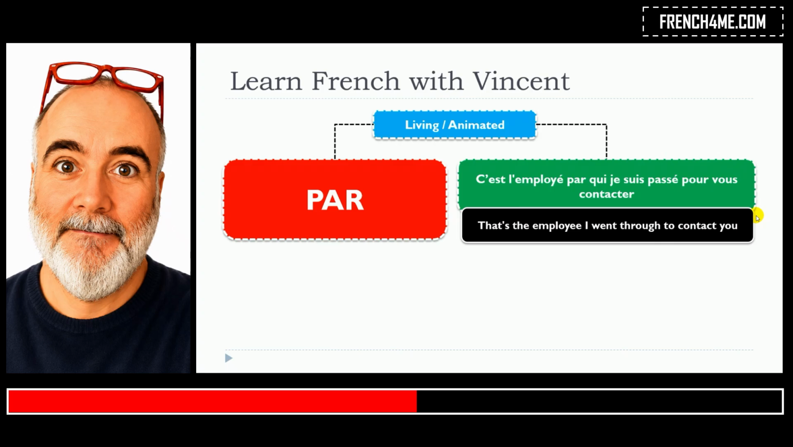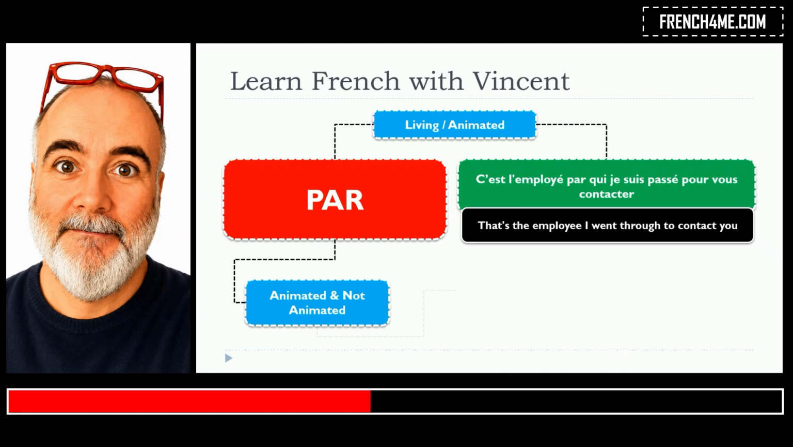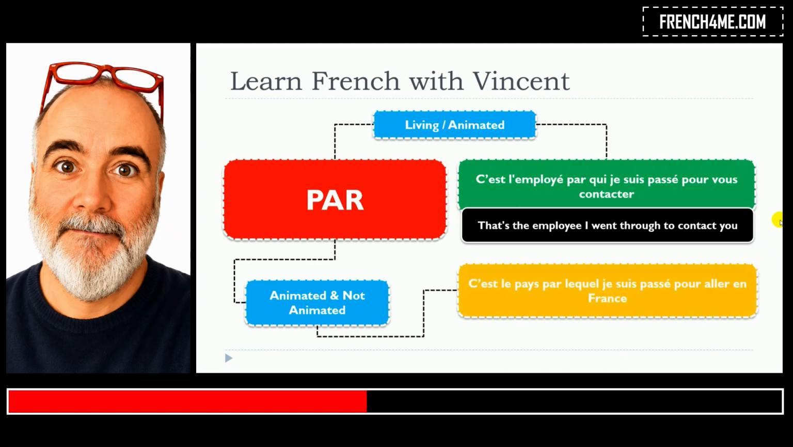As I told you previously, and now this is the good news because you can see that we will use qui, whether for the feminine singular, masculine singular, feminine plural, and masculine plural. There will be only one form and it will be qui. C'est l'employé par qui je suis passé pour vous contacter. Second category, animated and not animated, but not living.